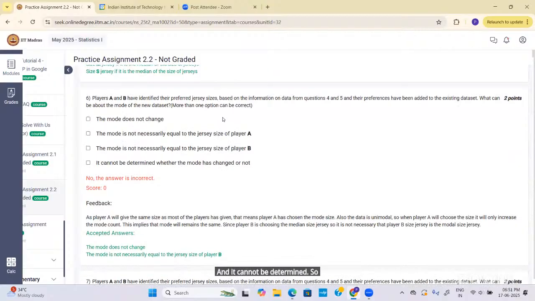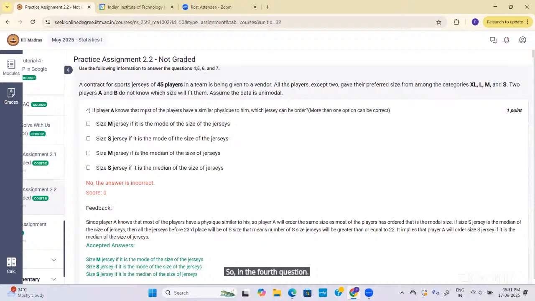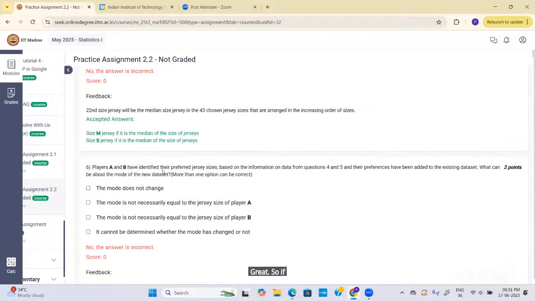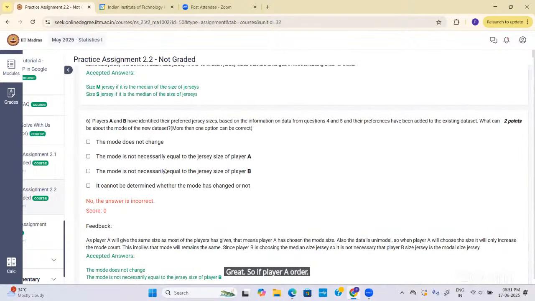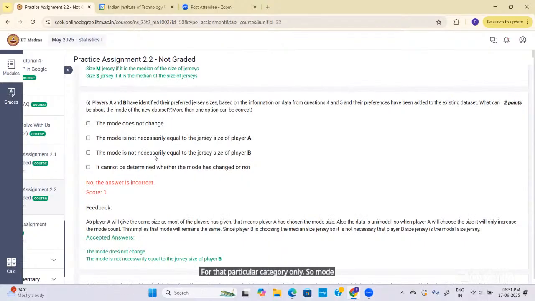So mode will not change because already player A is ordering whatever the mode of the data set is. So in the fourth question, player A is ordering the mode, right? And player B is ordering whatever the median of the data set is, right? So if player A orders whatever the mode, it will only increase one more count for that particular category only. So mode will still be the same.